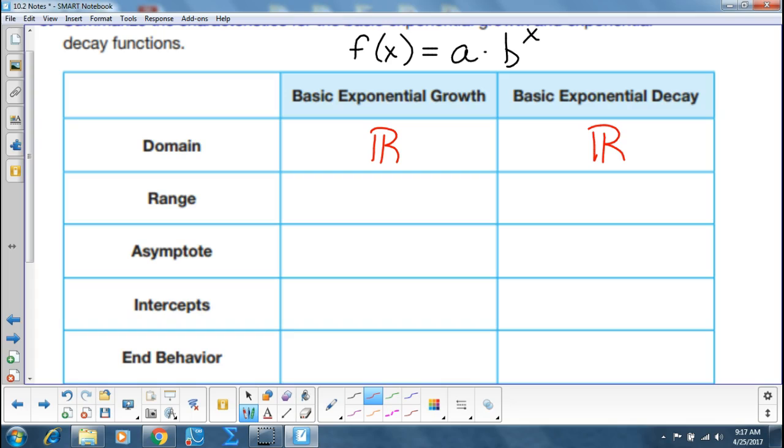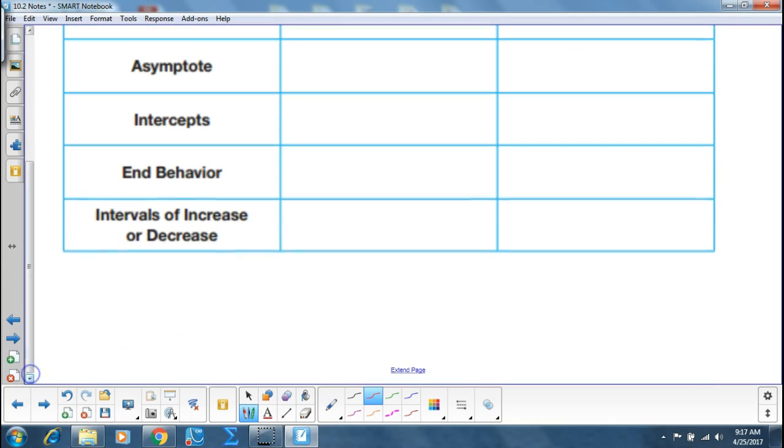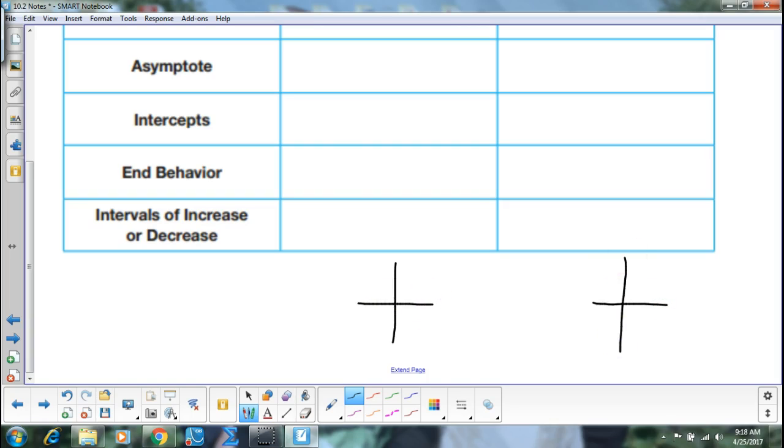Okay. Remember, that's because our functions here look like an exponential. We'll put it in red, an exponential growth function looks like that. An exponential decay function looks like that.